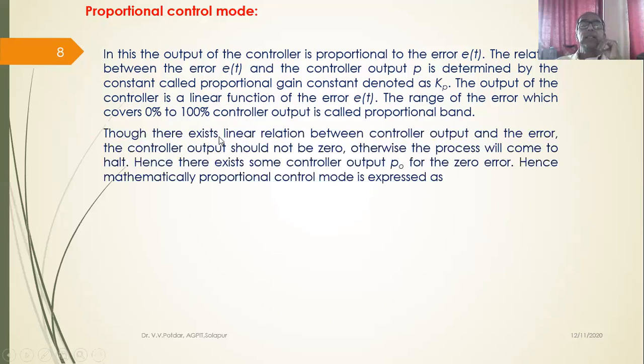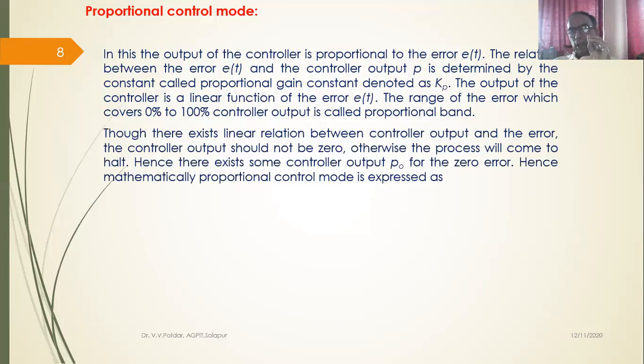Though there exists a linear relation between controller output and the error, the controller output should not be 0. Otherwise, the process will come to a halt. So even at 0 error, there should be some output from the controller. Getting the point? If the error becomes 0, the controller should not put off the system completely, isn't it? Have you understood this point?